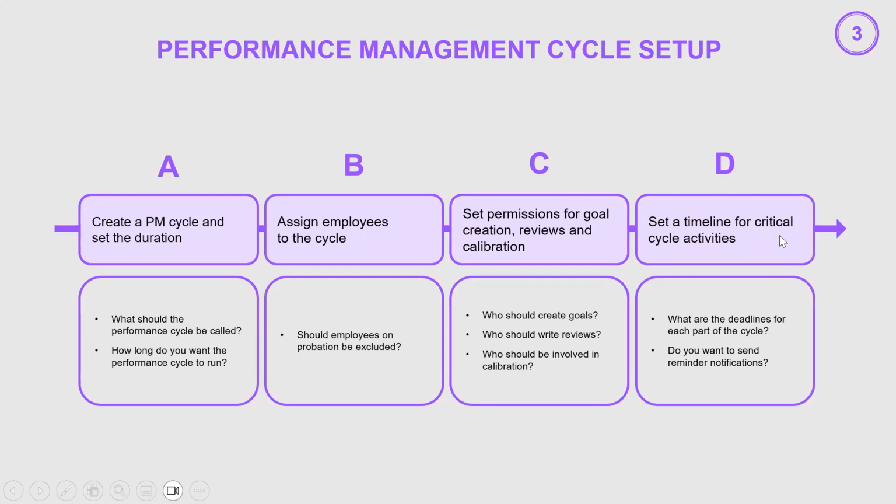And D is setting a timeline for critical cycle activities. So what are the deadlines for each part of the cycle? Okay, I'll also take you through what this means.